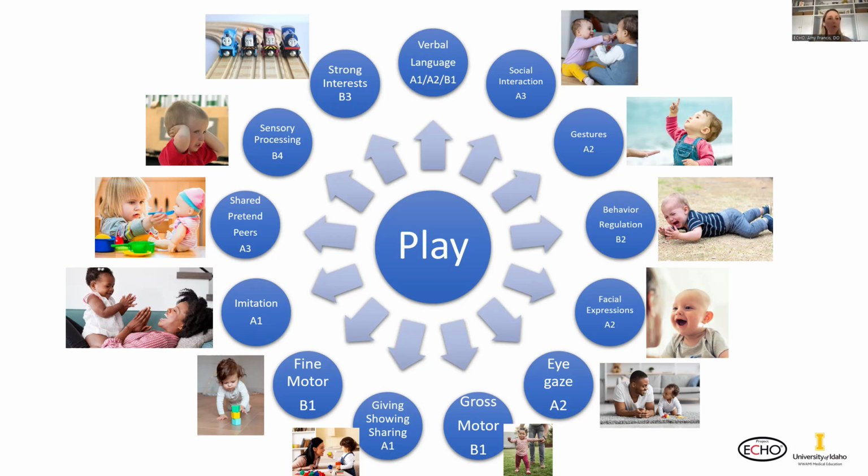Eye gaze, gross motor, right? So are they doing any repetitive motor movements, running back and forth, running in a pattern in a circle at home? What does their coordination look like? Giving, showing, and sharing during play, that's A1. Fine motor skills, so as they stack blocks, do they just stack blocks? Do they line things up? How do they play with the toys with their hands?